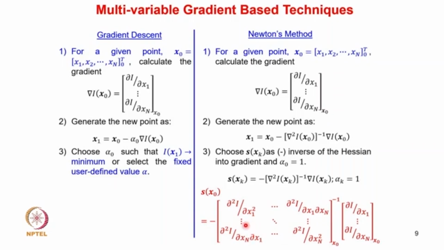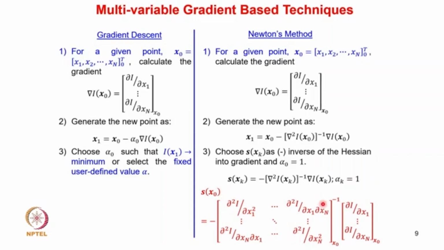Hessian matrix. So the Hessian matrix in this case will be what? Dou square I by dou x1 square, dou square I by dou x1 dou x2, dou square I by dou x1 dou x3, all the way to dou square I by dou x1 dou xn, isn't it? Similarly here the last term will be dou square I by dou xn square. So this is an n cross n Hessian matrix. When you have two variables, you get a 2 cross 2 Hessian matrix.